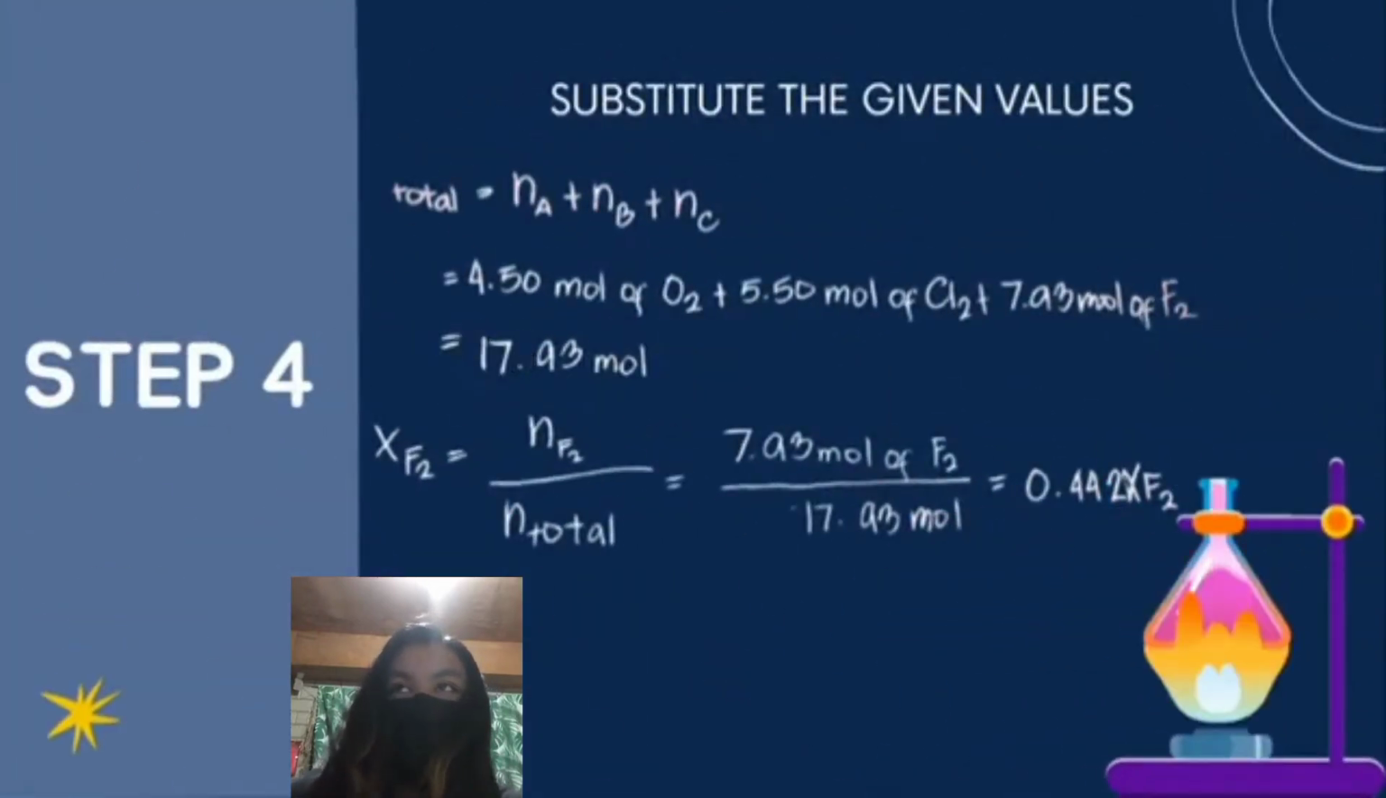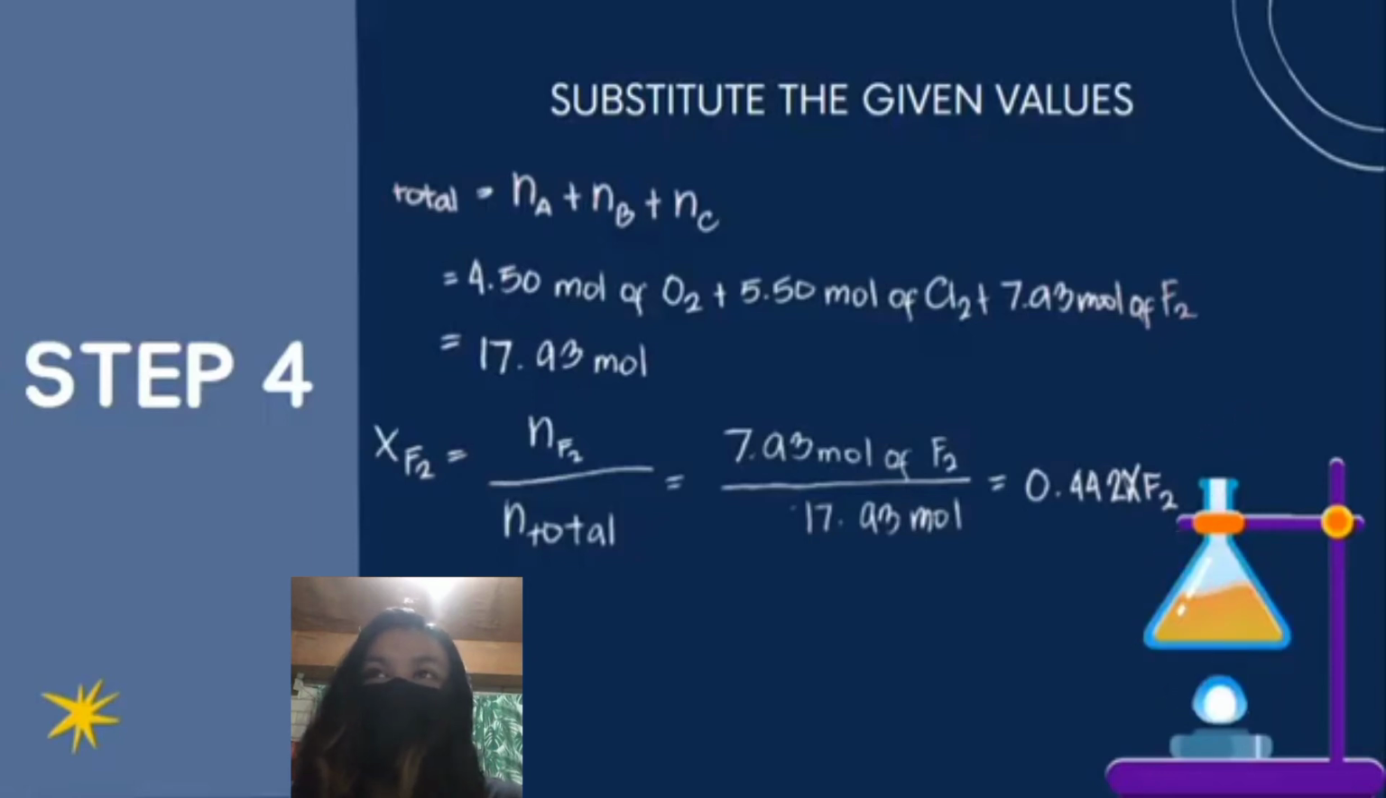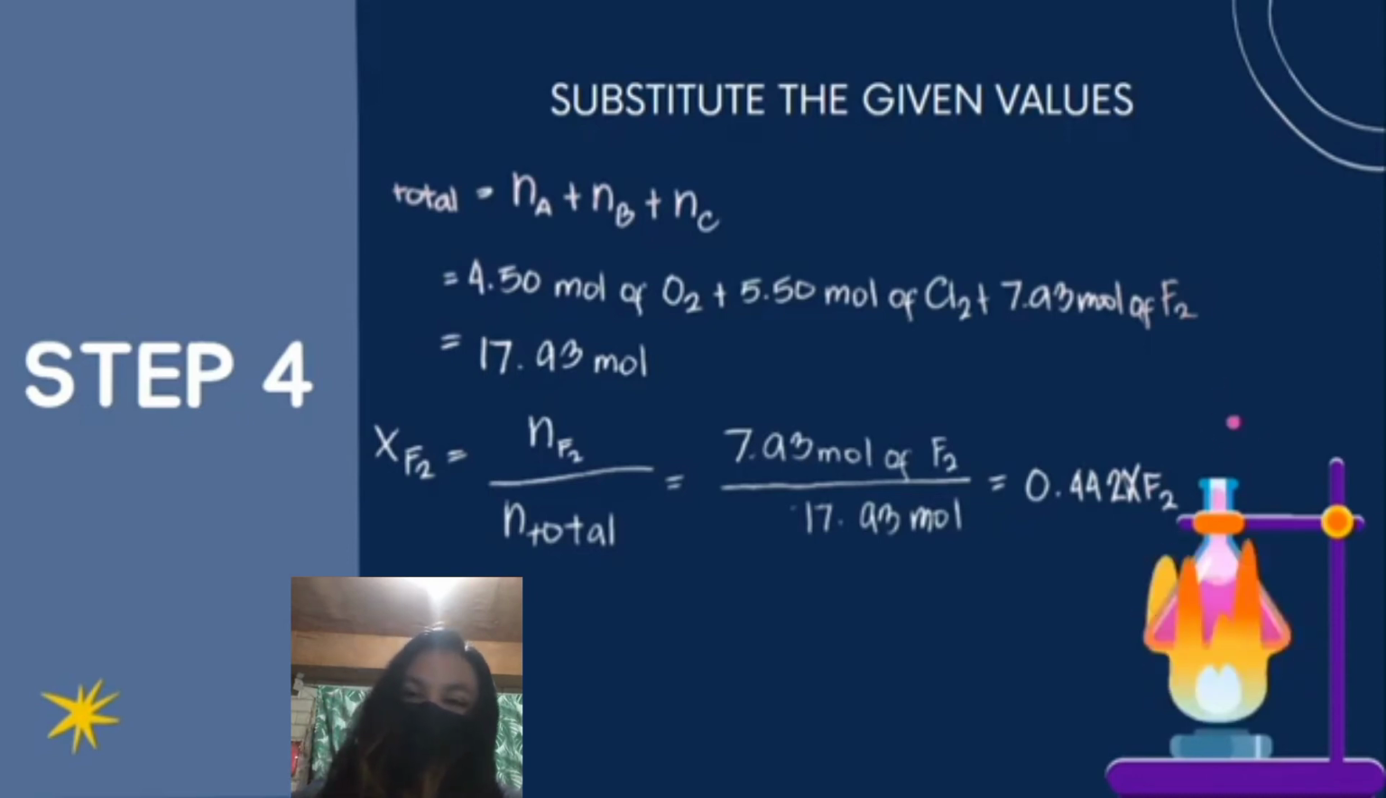So for step 4, we need to substitute the given values into the equation that I've said earlier. So the total number of moles equals n sub A plus n sub B plus n sub C, substituted to 4.50 moles of oxygen plus 5.50 moles of chlorine plus 7.93 moles of fluorine. So as we add 4.50, 5.50, and 7.93, we will get 17.93 moles.